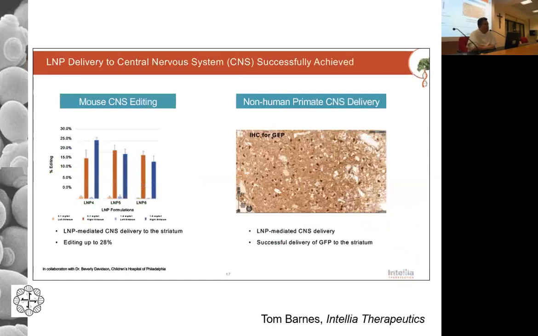They also showed me this. This is the first time they were able to do editing in the brain of the mouse. This is central nervous system editing in the brain of the mouse, using their lipid nanoparticles to cross the blood-brain barrier and to inject directly into the brain. On the left you have the mouse, on the right you have non-human primates. And again, the idea is that we would eventually try to correct genetic defects in the brains of patients.